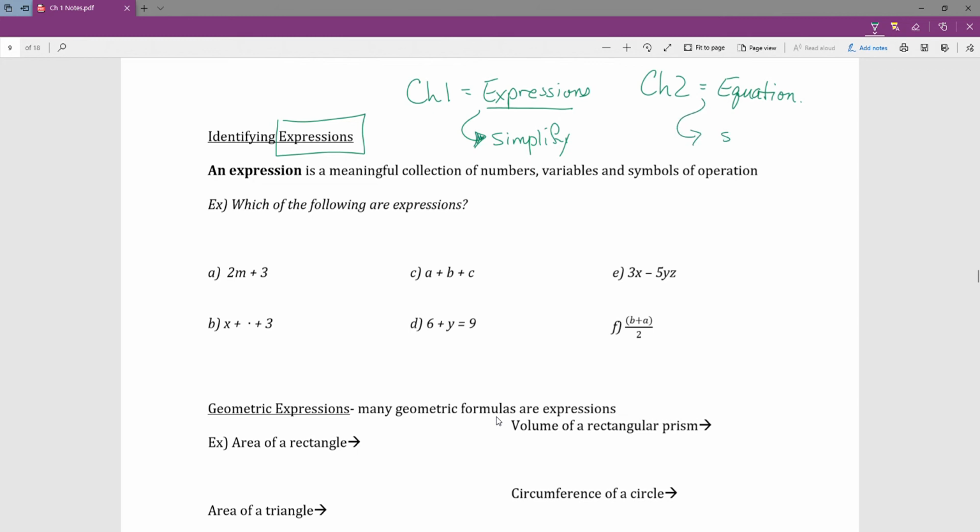Equations you can solve. And that's what we're not going to do until chapter 2. We're not going to solve equations. In chapter 1, we're just simplifying expressions. So we should start off with what the heck an expression is.